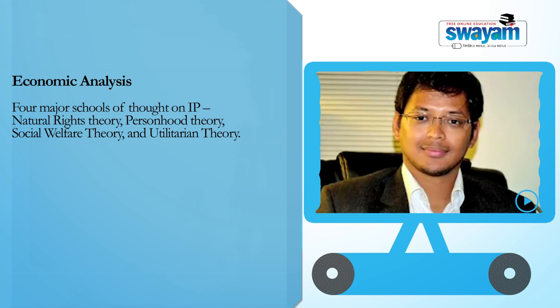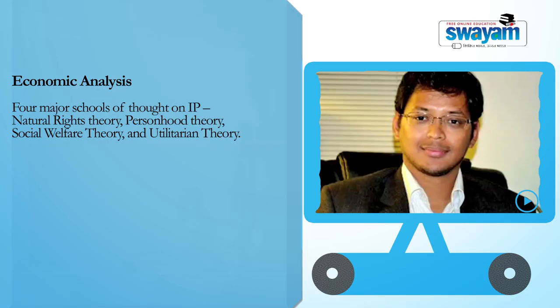Then we have the utilitarian method. The utilitarian method is the most widely accepted version of the justification of IP. And the utilitarian method, very simply put, says that intellectual property rights should be shaped so as to maximize the net social welfare. We'll be discussing the utilitarian method in a little more detail a little later.